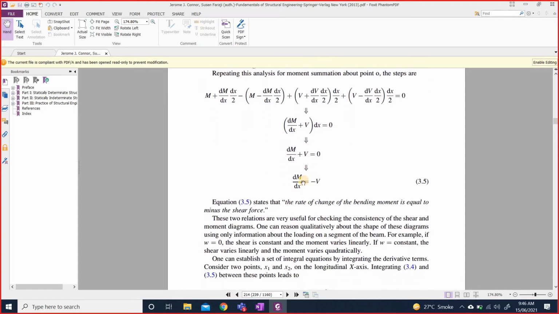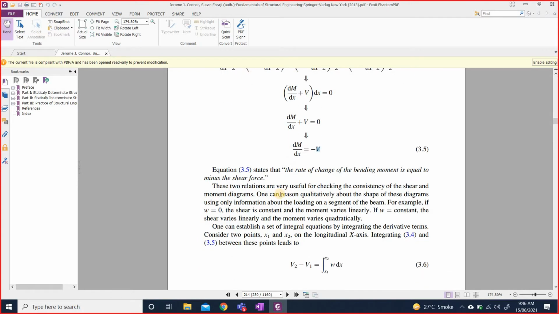You could describe this equation as saying that the rate of change of the bending moment is equal to minus times the shear force, or that the slope of the bending moment diagram at any point is equal to negative times the ordinate of the shear force at that point. Now these two relations are quite useful for checking the shear and bending moment diagrams at a glance.